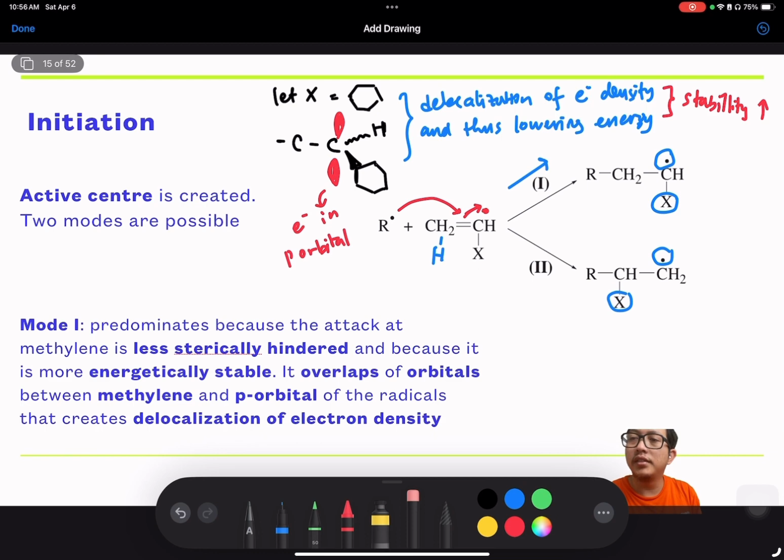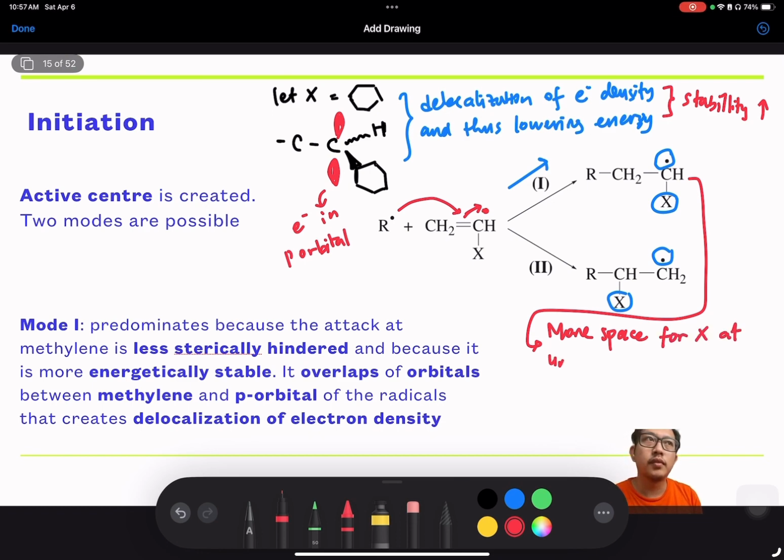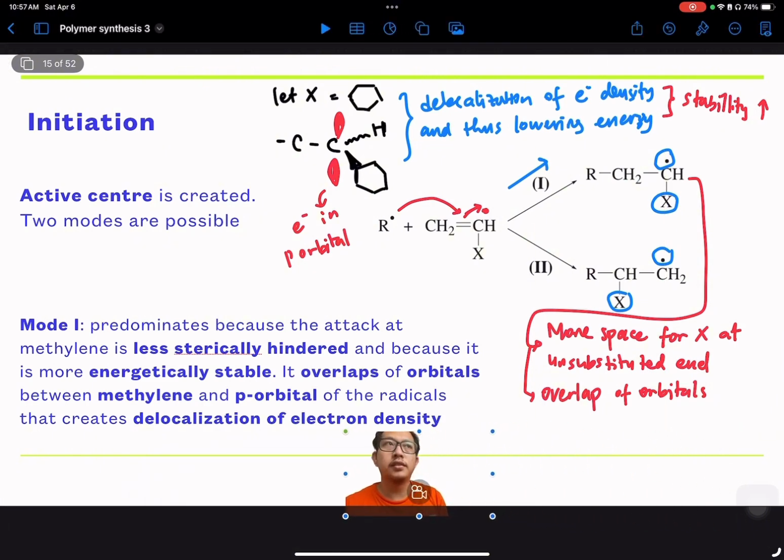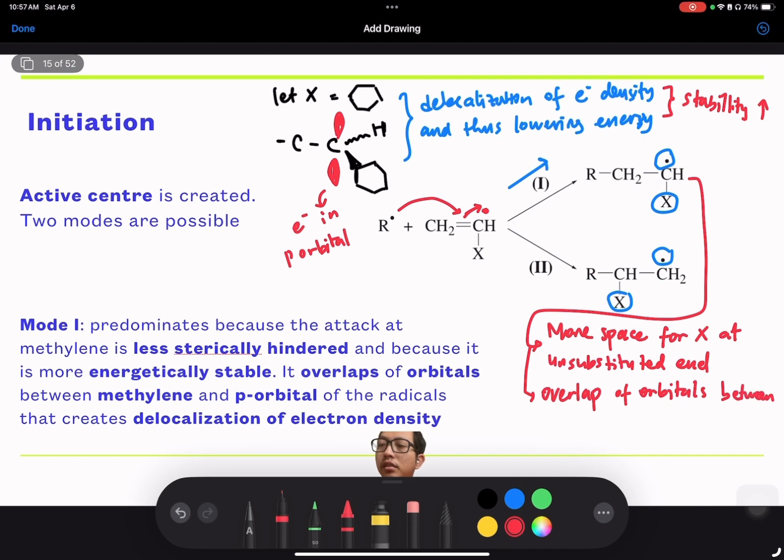Anyway, I will write maybe some notes here that you can take as perhaps an example or some definition. So let me write here, more space, for X at unsubstituted. And there will be overlapping of the orbitals because X is so huge. Let me move my face here. Between X and the p orbitals of electron or radicals.